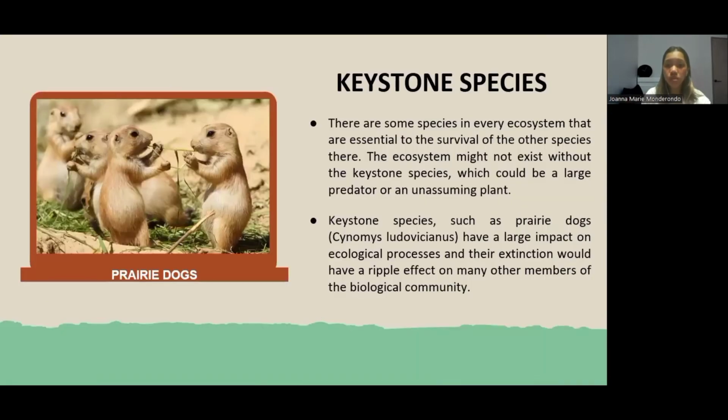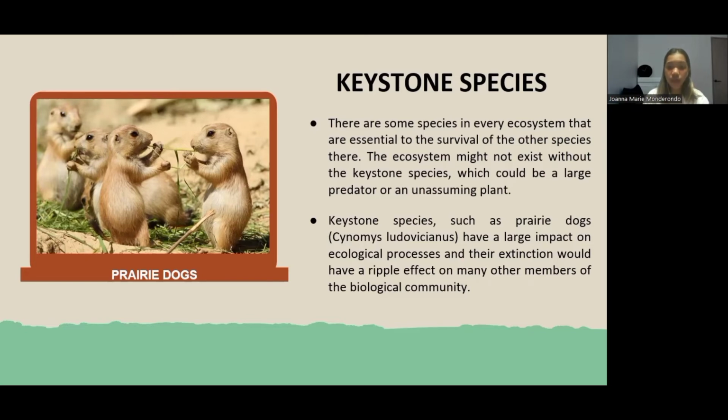So next are the keystone species. The keystone species are species in every ecosystem that are essential to the survival of other species there. The ecosystem might not exist without the keystone species, which could be a large predator or an unassuming plant. Keystone species such as prairie dogs, in the picture, have a large impact on ecological processes, and their extinction would have a ripple effect on many other members of the biological system. So keystone species are essential for other species to survive because they are the food of other species, and if they are gone, the other species cannot survive.